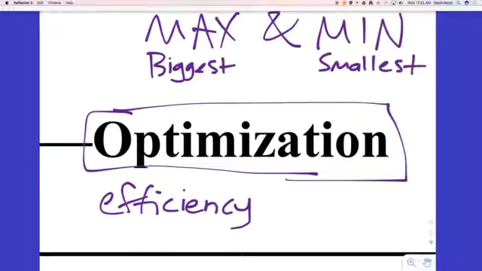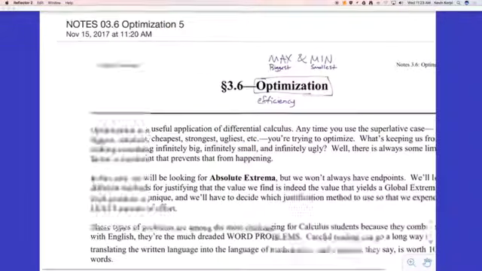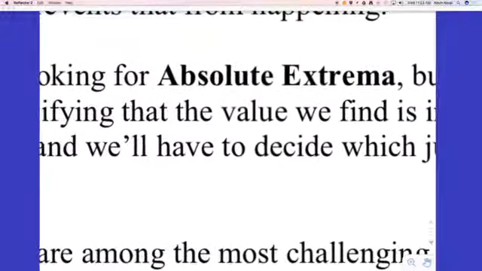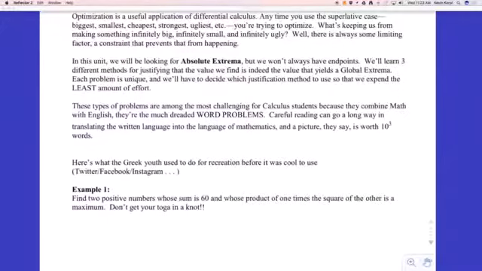We're trying to find the biggest or the smallest quantity in a certain closed system within a certain set of parameters, okay? So really what we're looking for is absolute extrema, much like we did for the EVT. If we have a closed interval, it is an EVT question. If we don't have a closed interval, we're going to have to learn to justify it some other way.